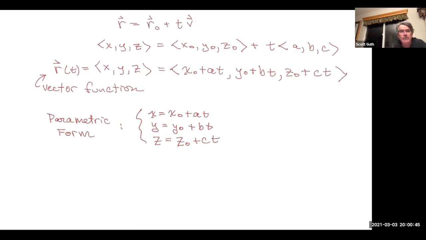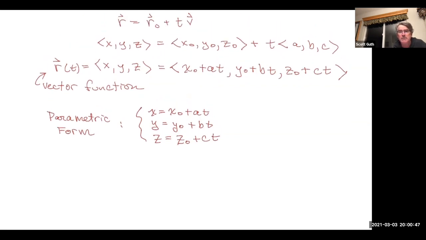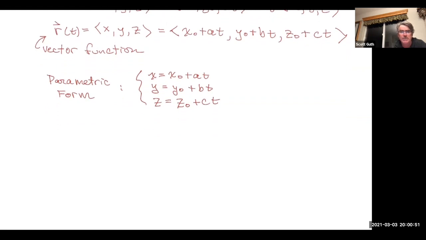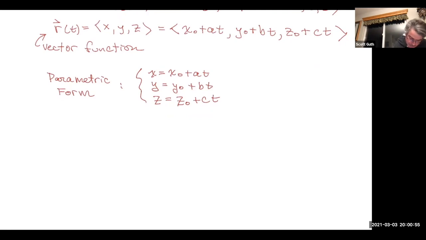I think the vector form is the most important one. The parametric form is fine. It's essentially the same thing. There's also something called the symmetric form that nobody cares about, but it's in all the books. And in the symmetric form, you would solve each equation for T. And so they're all the same T.